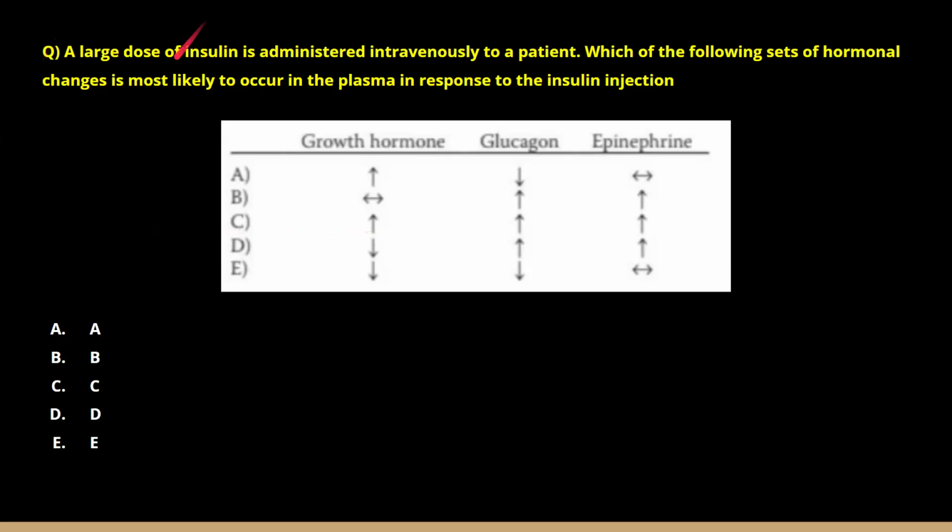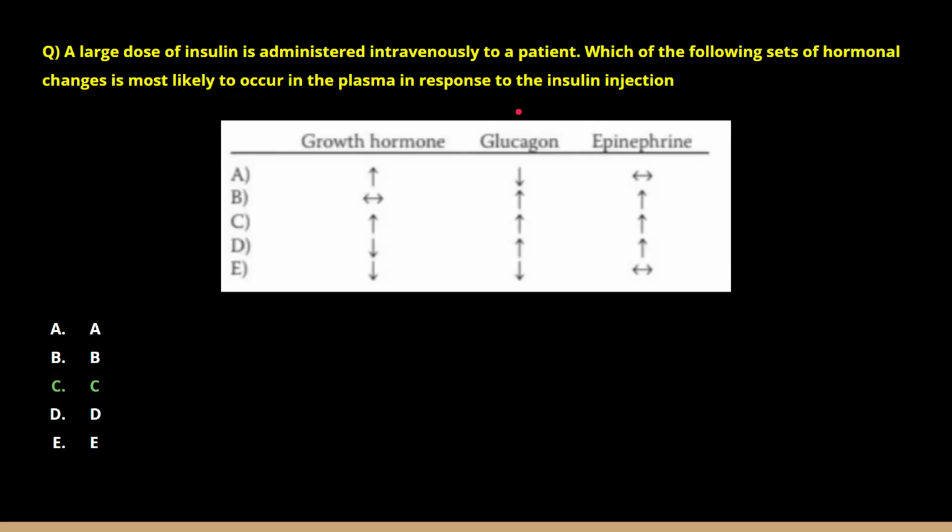So it's been 30 seconds. The hint is that a large dose of insulin was administered. So you have to think about the effect that insulin has, and if these hormones have any effect in response to that effect. Okay, time's up. The answer is C.